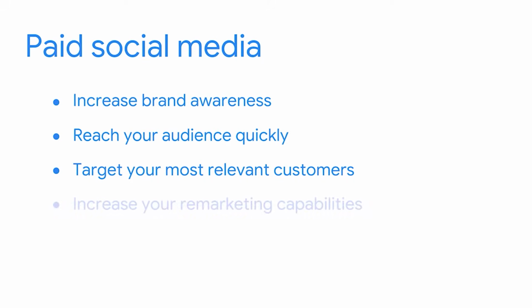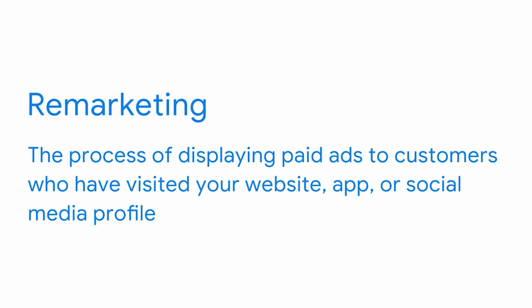Using paid social media, you can increase your remarketing capabilities as well. Remarketing is a process of displaying paid ads to customers who have visited your website, app, or social media profile. When a social media user visits your website, you can send them remarketed ads over social media multiple times in different formats. When users see a remarketed ad, it increases the likelihood that they will purchase your product over a competitor's. For example, if a user sees a remarketed ad on their social media profile for a shirt they were already looking at on your website, then that shirt is more likely to be in their minds when they go to purchase.